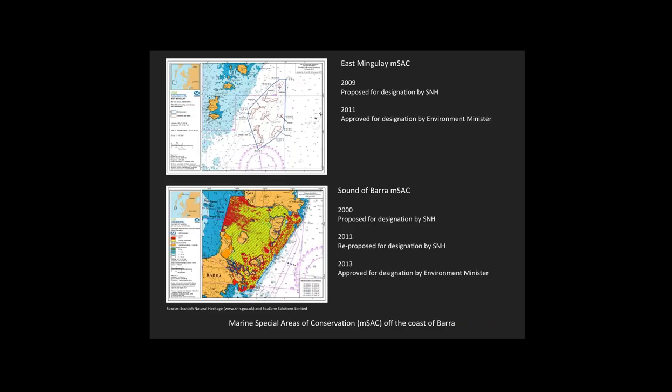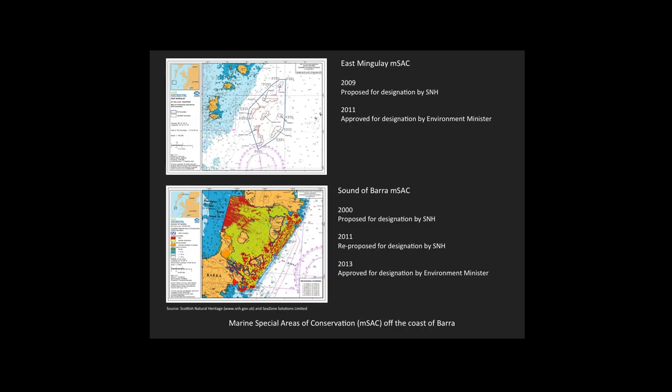So to give you a little bit of background about how the conflict started and the policy context for it, in 2000, Scottish Natural Heritage proposed the creation of a marine special area of conservation, which is a type of marine protected area under the European Habitats Directive, for the Sound of Barra. Now what's important to note about the policy legislation under the European Habitats Directive is that in the creation of these marine special areas of conservation, the member states or the nature conservation agencies involved in proposing them are not allowed to take social and economic considerations into account. They are only allowed to take into account the scientific case for proposing these marine special areas of conservation.